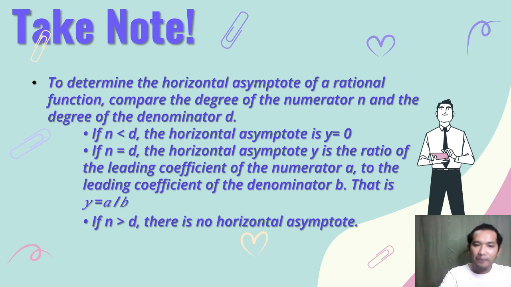The three conditions are, if n is less than d, the horizontal asymptote, your y is equal to 0. If n is equal to d, the horizontal asymptote y is the ratio of the leading coefficient of the numerator a to the leading coefficient of the denominator b. That is, y is equal to a all over b. Okay, make use of the formula kung sakasakali. Okay, so and then the last, if n is greater than d, there is no horizontal asymptote. Right?